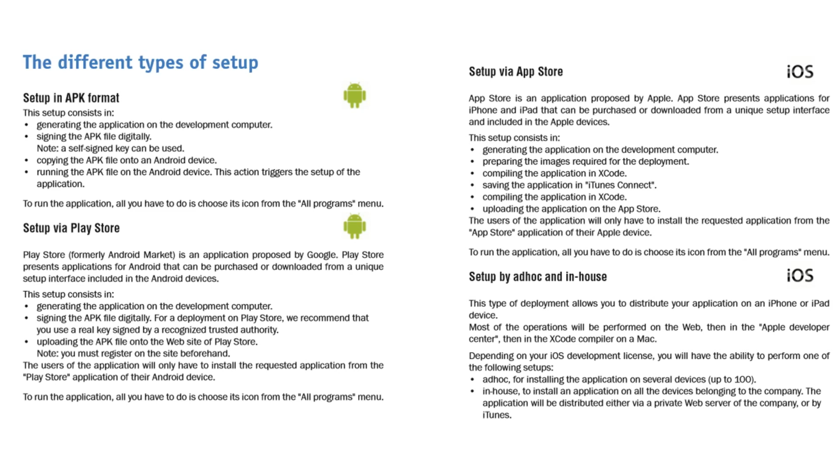Now fourth is setup by ad hoc and in-house. Suppose you do not have an App Store account, then you can also distribute your application on iPhone for testing purposes. This type of deployment allows you to distribute an application on an iPhone or iPad. Most of the operations will be performed on the web, then in the Apple Developer Center, then in the Xcode compiler on Mac. Now here Google also provides a developer center, and Apple also provides one.